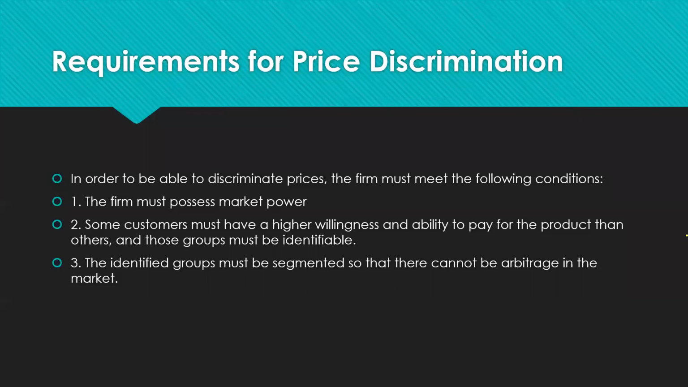And then last but not least, if you're doing third order discrimination, you have to be able to segment the market so there can't be arbitrage. For a senior discount, you can't have a situation where the senior buys the ticket and then sells it to a kid or a regular adult, and then they take advantage of you, they make a profit, and you also lose out on revenue that you could have had if you were able to segment properly.